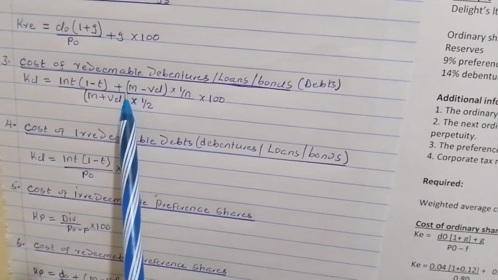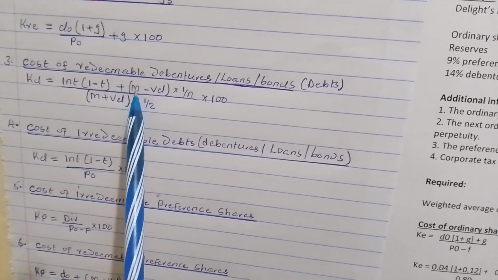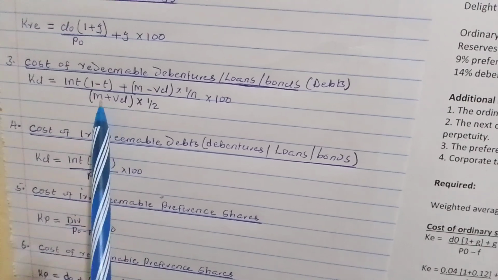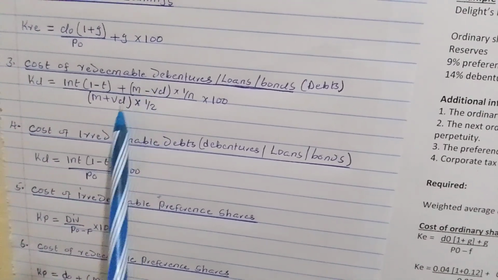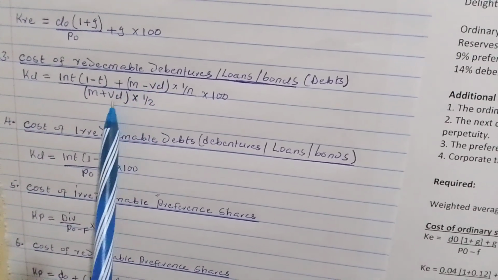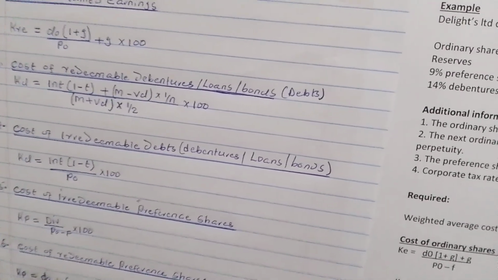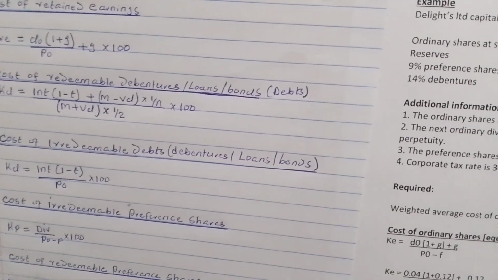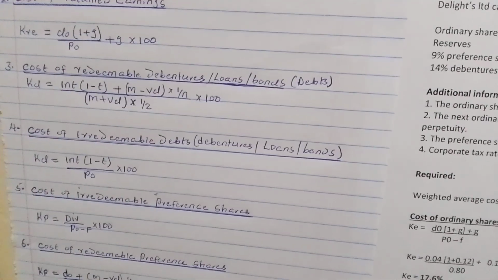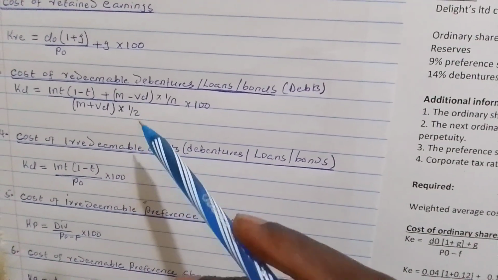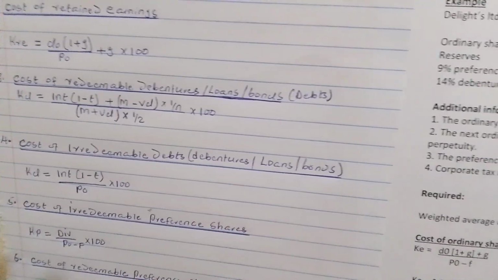Then you divide by, it's just this point here. You bring it down here. But this is plus and this is minus. So just bring this one here, make this one plus. So divided by par value plus market value, and then you multiply by half, or you multiply by 0.5.